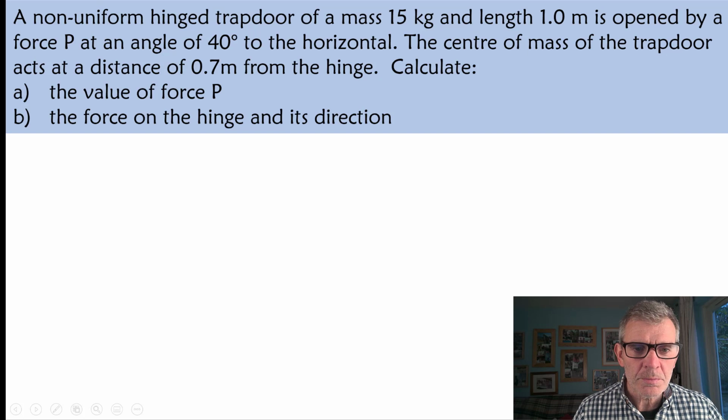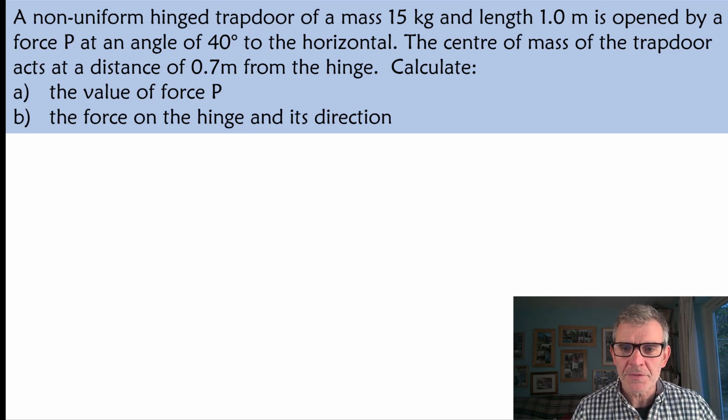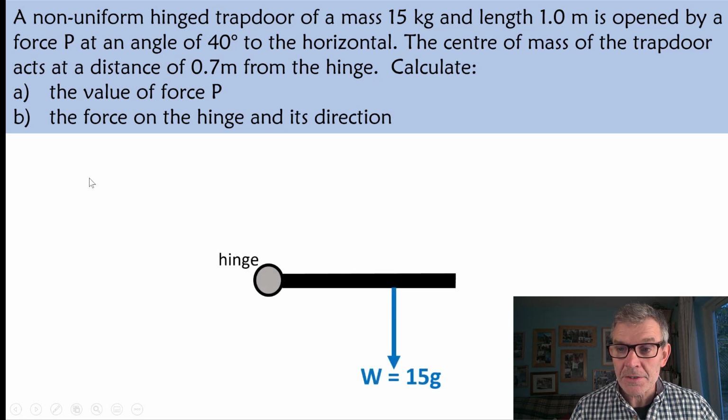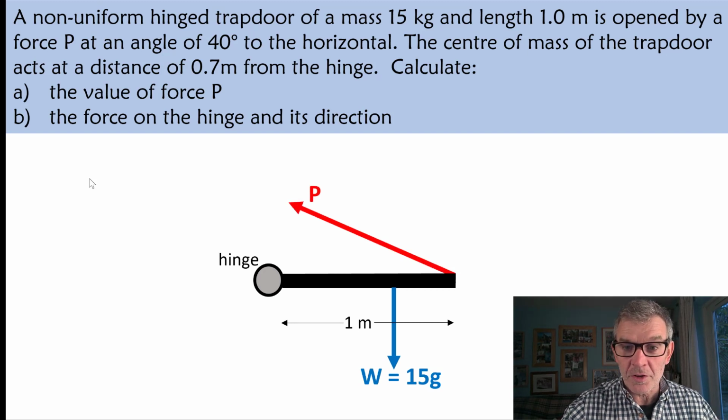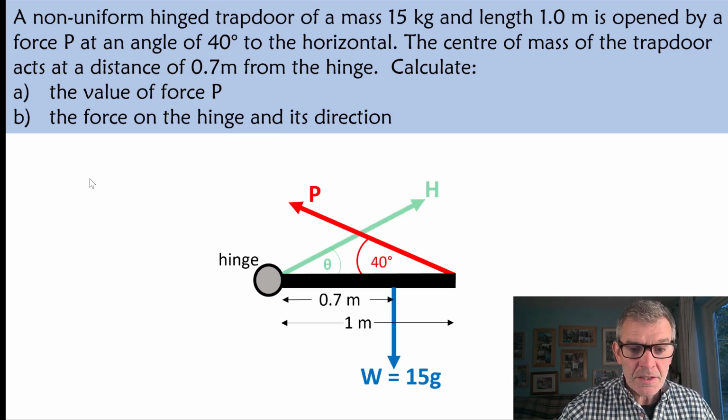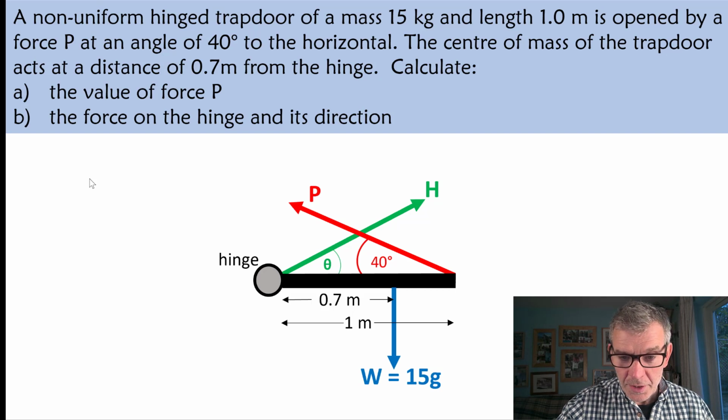So we've got a uniform hinged trapdoor of mass 15 kilograms and length 1 meter. It's opened by a force P at an angle of 40 degrees to the horizontal. The centre of mass of the trapdoor acts at a distance of 0.7 from the hinge. You've got to calculate the value of the force P, and then calculate the force on the hinge and its direction. So there's our force diagram of the information we've been given in the question.